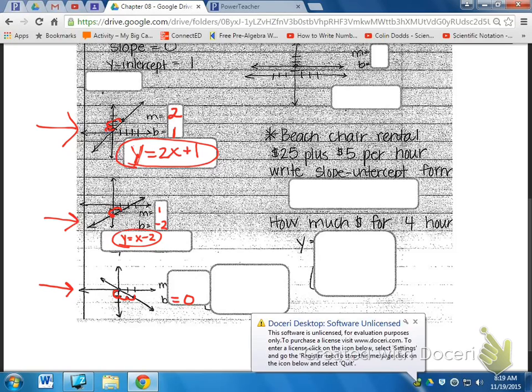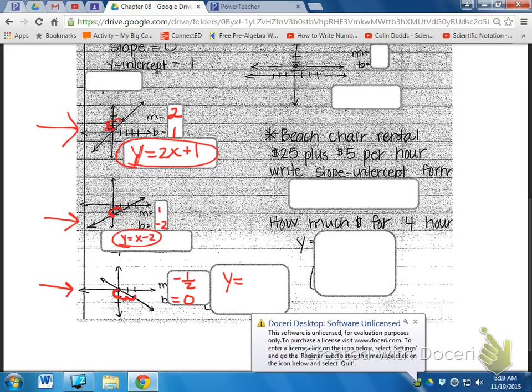It goes down 1, which would be what number? Negative 1. Negative 1, and then right 2. So what do you think the slope is? Negative 1 over 2. Negative 1/2. Very good. So, Braxton, what would the final equation be then, now that we've got the slope and the y-intercept? Y equals 1/2 x plus 0.